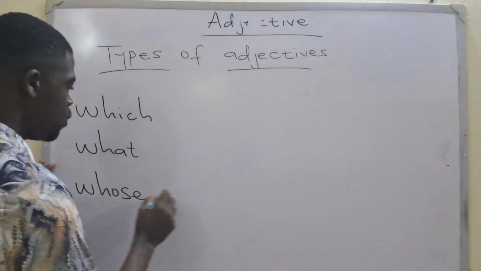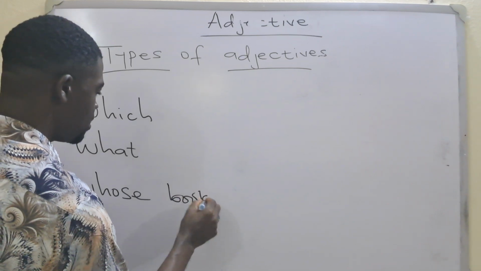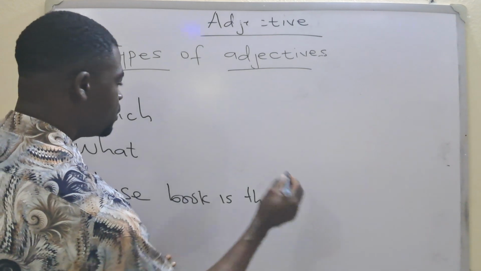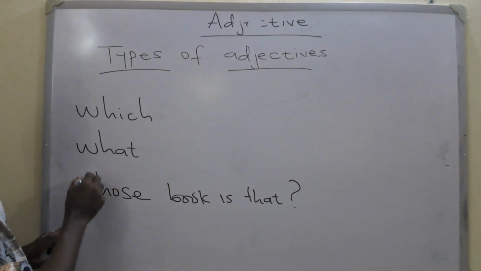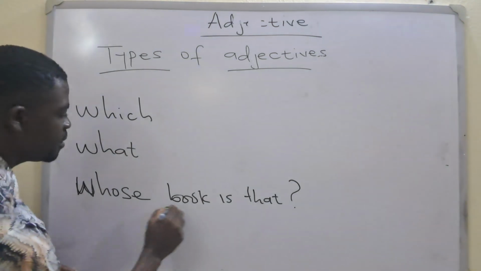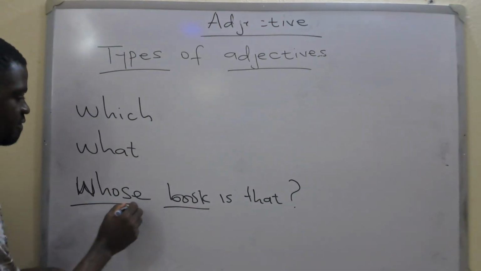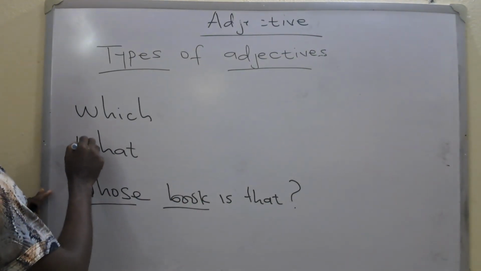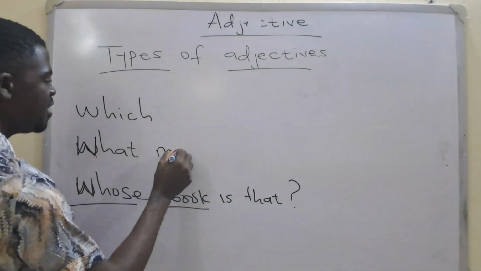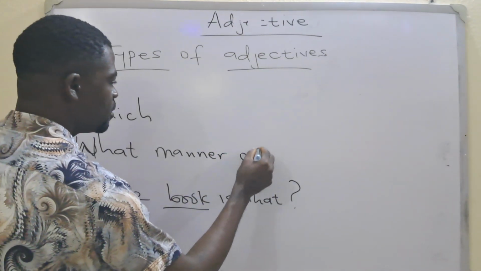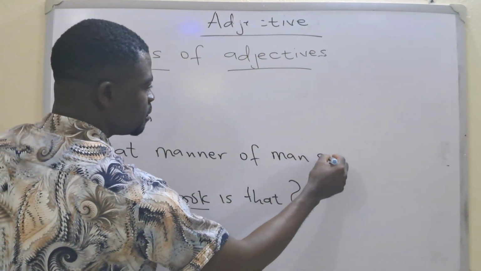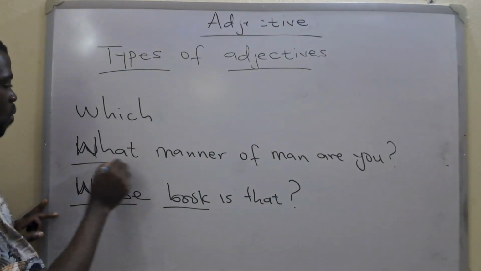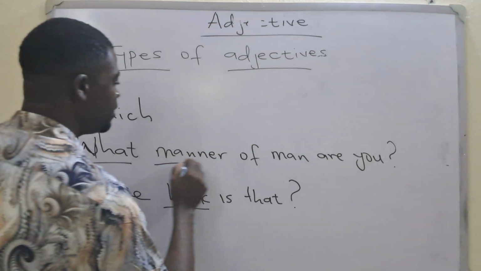So you can say, whose book is that? Whose book is that? This is a noun, so the interrogative adjective is qualifying the noun book. What? What manner of man are you? What is an interrogative adjective qualifying the noun phrase man.